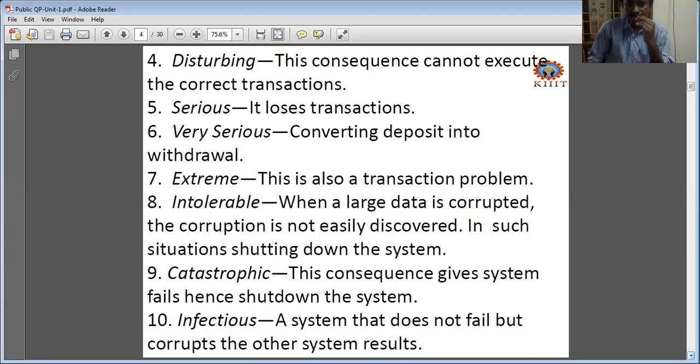Intolerable. When a large amount of data is corrupted, the corruption is not easily discovered. In such situations, shutting down the system is called intolerable. Catastrophe. The system fails, hence shut down the system. Infectious means a system that does not fail but corrupts the other system's results.